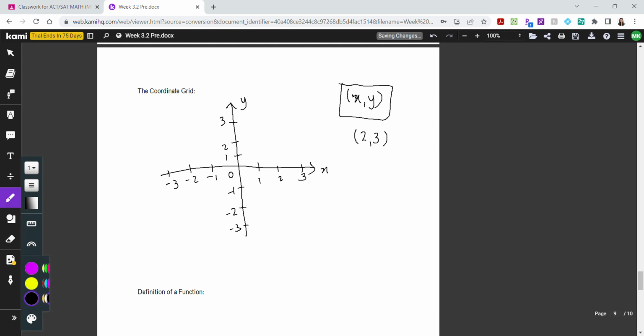So that means if I were to be given the points 2, 3, I know that they would be, there we go, 2, 3. That means my x value is going to be 2, all the way here, all right? And my y value is going to be 3, so all the way. Where they intersect, as you can see here, will be where my coordinate is. So in this case, 2, 3. All right, and that's how you find coordinates.